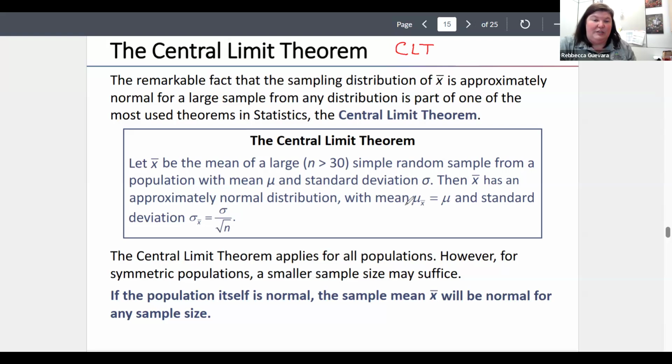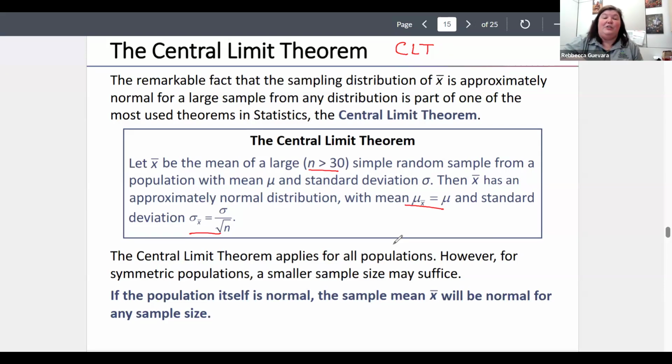We can only really use this if my sample size is large enough that X bar is approximately a normal curve. So the central limit theorem applies for all populations. However, for symmetric populations, a smaller sample size will probably suffice. And also the skewness of it may make a difference. Also, sometimes with bivariate data, it won't take a very large sample size.